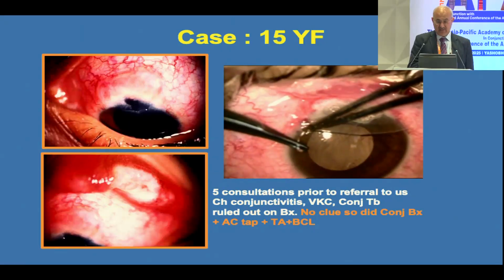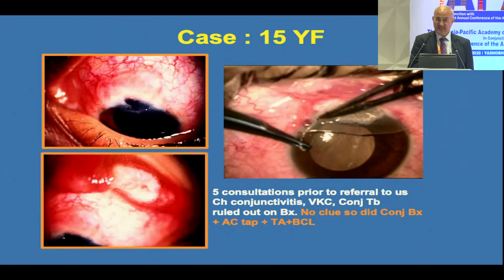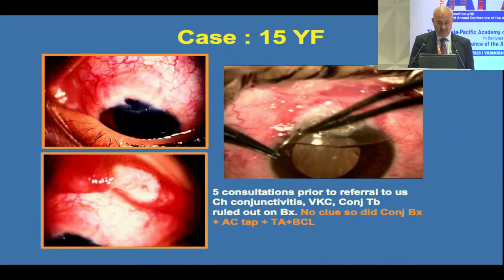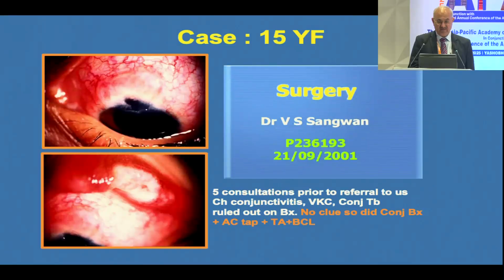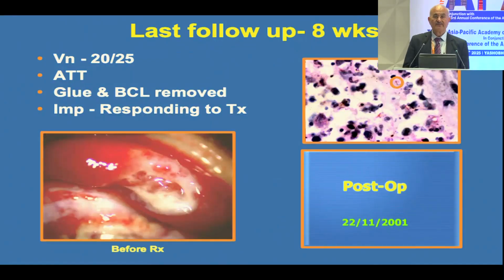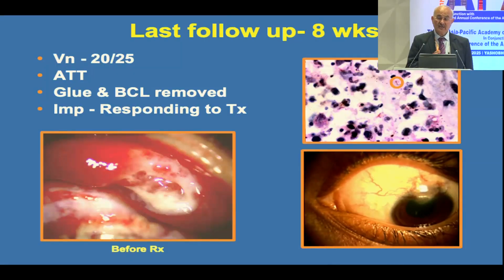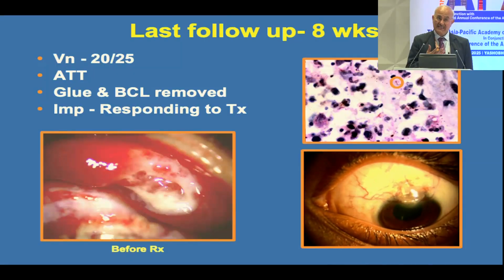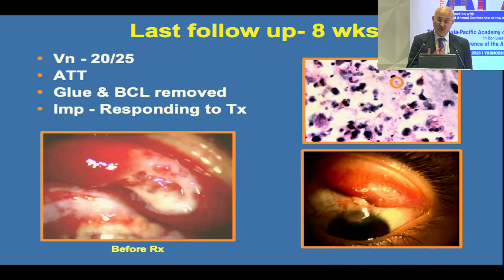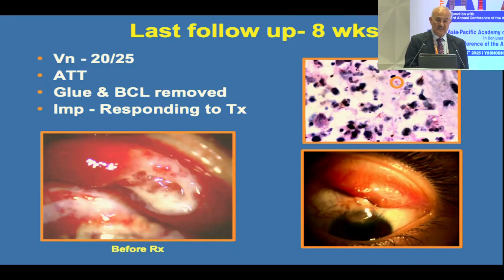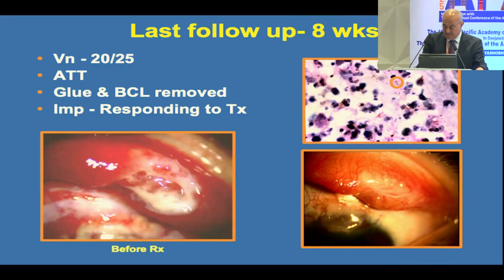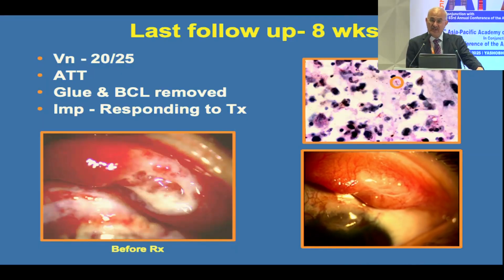So I took a conjunctival biopsy and AC tap for PCR, and to my surprise, she was diagnosed to have conjunctival tuberculosis. So here, the diagnosis, the treatment and the communication are all equally important. And this girl received full dose ATT and became all right.